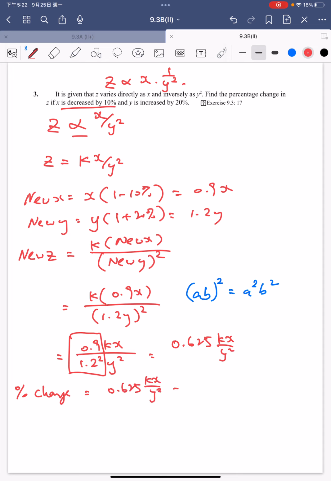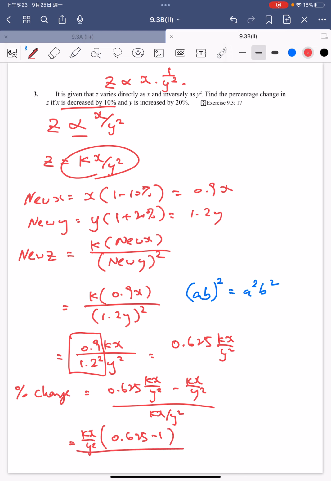Again, using the percentage change formula, we take our new z, which is 0.625 kx over y squared, minus our old z, which is kx over y squared. Then we divide by our old z, which is kx over y squared. Now we take our common factor, kx over y squared. What's left is 0.625 minus 1, divided by kx over y squared. Then we eliminate these two things, and the answer is negative 0.375. Changing to a percentage gives negative 37.5%. So that's question 3.